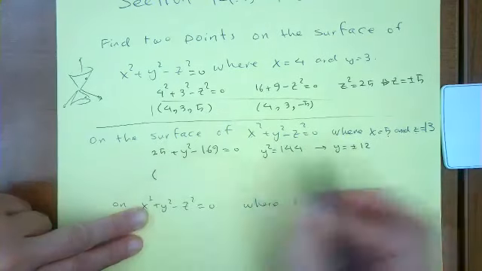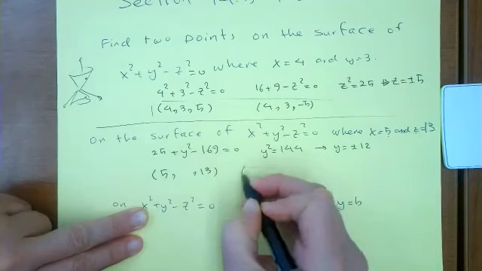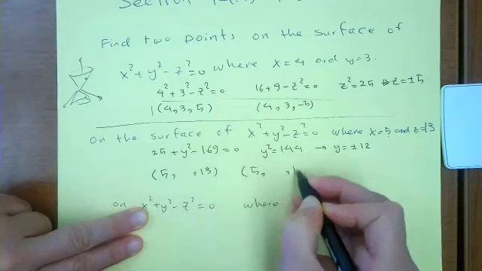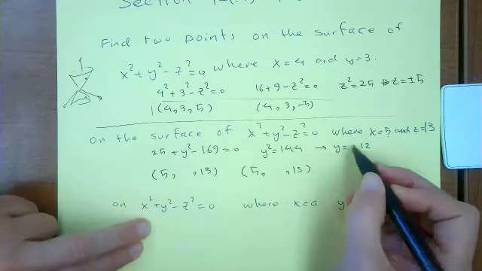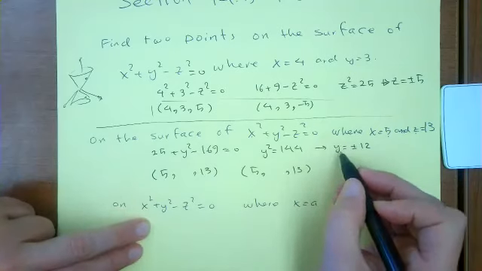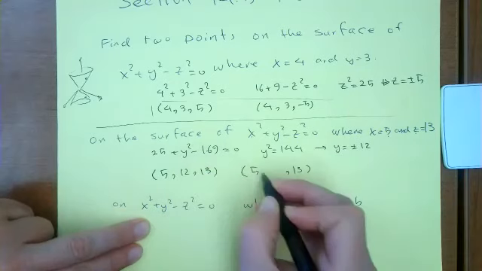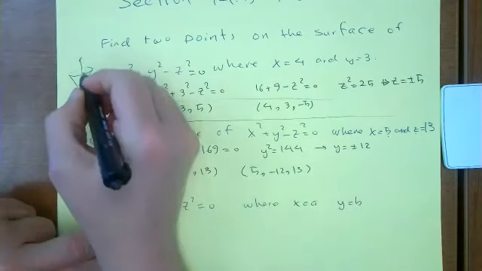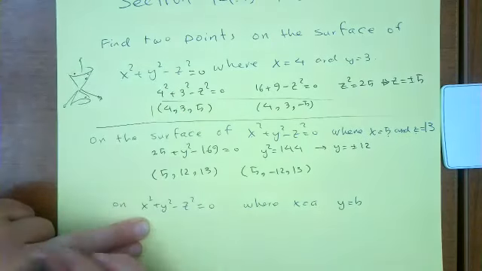Now, I had x equal to 5 and z equal to 13, and now I get y equal to 12 or negative 12. It's somewhere out here. One is on this side and the other one is on that other side.